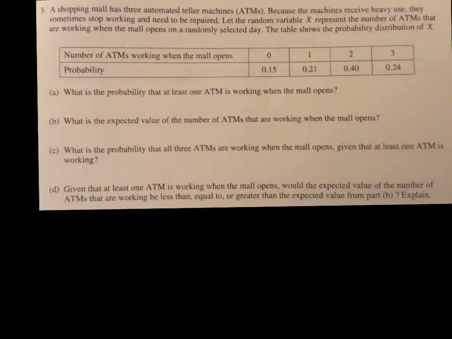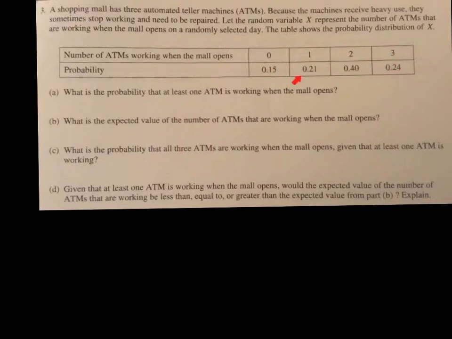Number 3. A shopping mall has 3 automated teller machines. Because the machines receive heavy use, they sometimes stop working and need to be repaired. Let the random variable x represent the number of ATMs that are working when the mall opens on a randomly selected day. So you can have 0 of the 3, 1, 2, or 3 of them working.